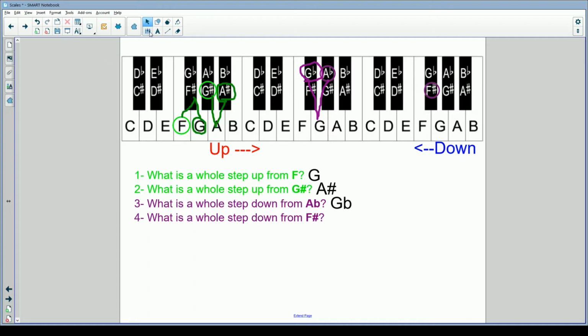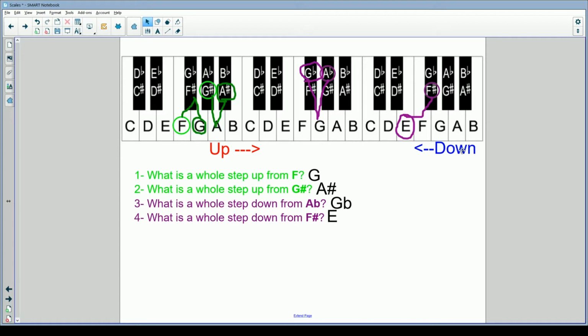Last but not least, let's do one more. For the last one, what's a whole step down from F sharp? Here's our F sharp. Half a step plus half a step. There's no black key here, so we just go to the next closest note, which brings us to an E. Easy peasy, lemon squeezy. Oopsie. I can type today. So that's our review from our Flipgrid assignment last week.